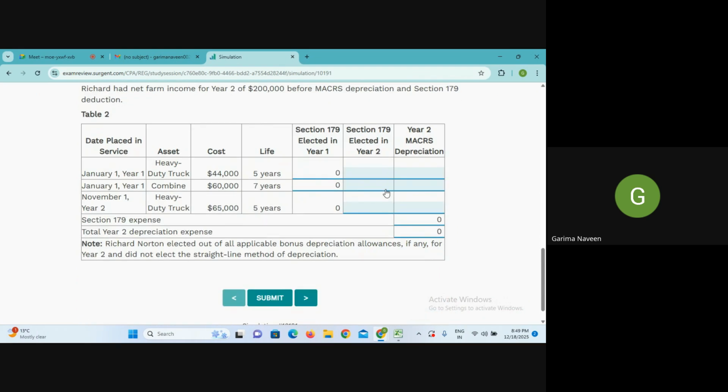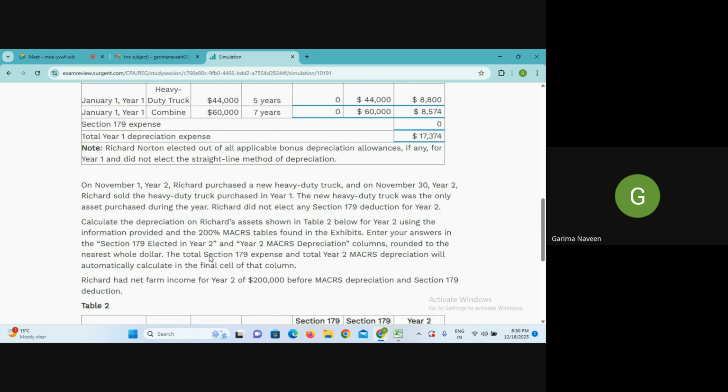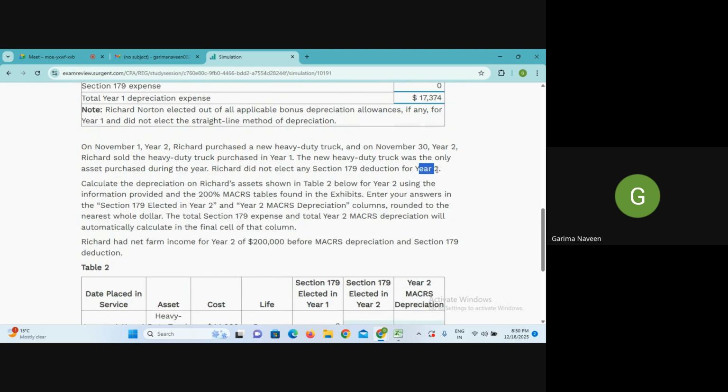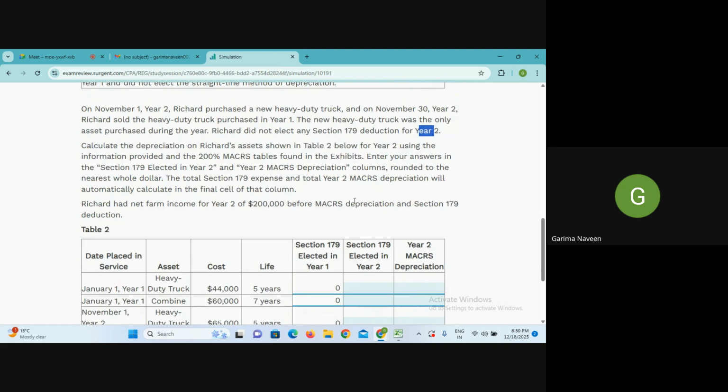Okay, so this is also the same. What is the difference here? Okay, this is for year 2, basically.